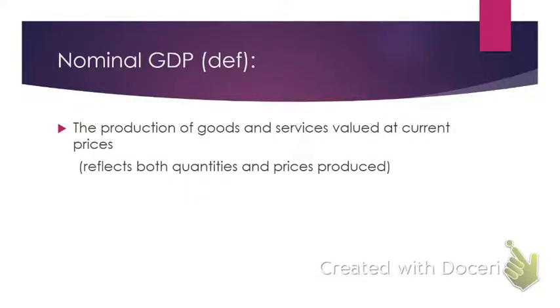Nominal GDP. Production of goods and services valued at the current prices. Reflects both quantities and prices produced. Okay. So you use the current year prices to figure out nominal GDP. And that doesn't mean using today's prices in the past, right? No, you don't use today's prices in the past. It's just year by year. Price times quantity year by year. That's nominal GDP.